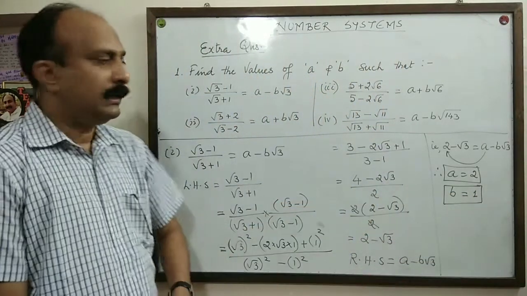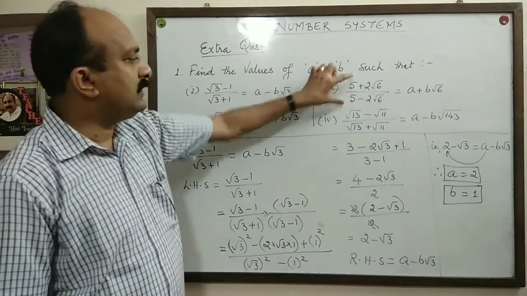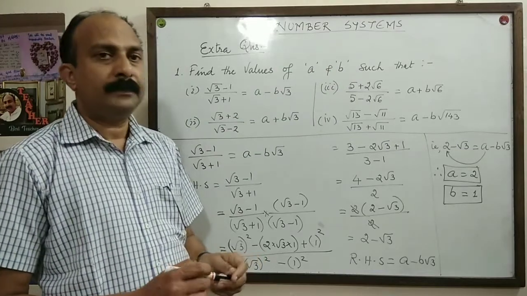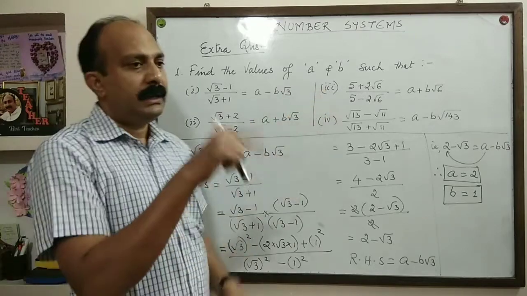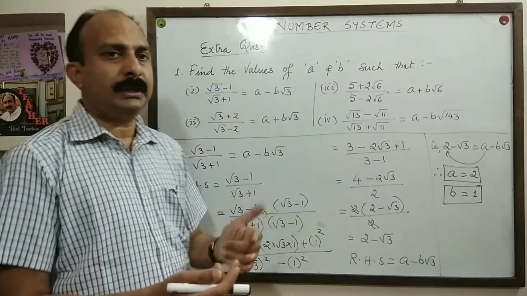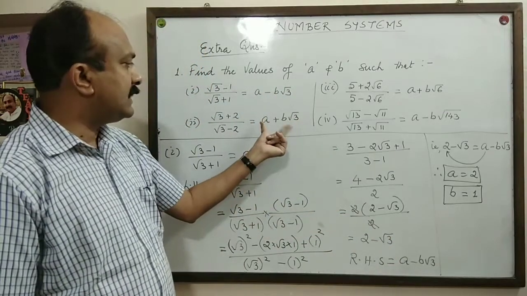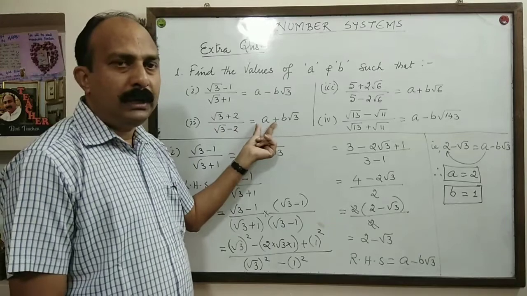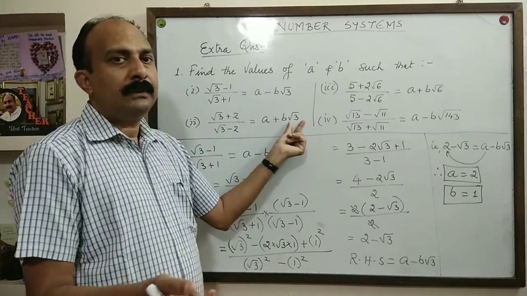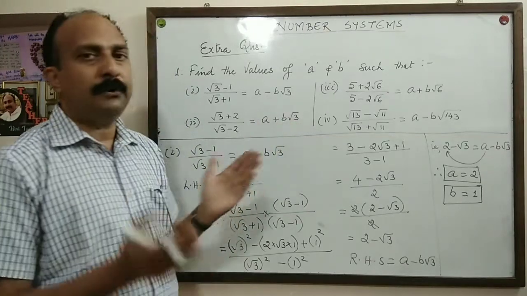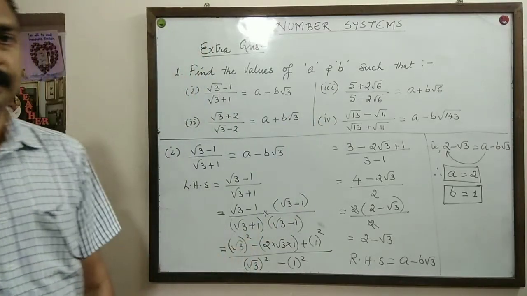In the same way, you may try these remaining 3 questions. Everywhere you have to simplify the LHS by rationalizing the denominator. How to rationalize the denominator? Everywhere multiply by the conjugate. And when you get the simplified LHS, compare it with RHS, and what is alone in LHS will be a, and what is along with the root, the coefficient of the root, will be the value of b. Take care of plus minus sign. All of you try the remaining 3 questions.